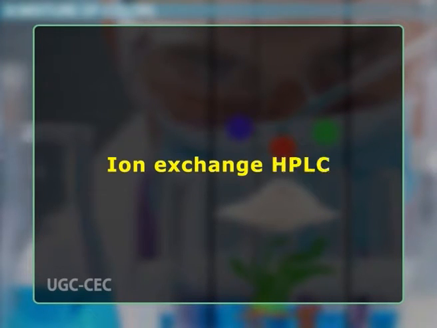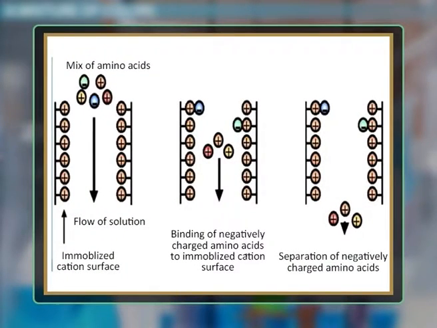The next one is ion exchange HPLC. The stationary phase has an ionically charged surface of opposite charge to the sample ions. This technique is used almost exclusively with ionic or ionizable samples. The stronger the charge on the sample, the stronger it will be attracted to the ionic surface and thus the longer it will take to elute. The mobile phase is an aqueous buffer where both pH and ionic strength are used to control elution time.